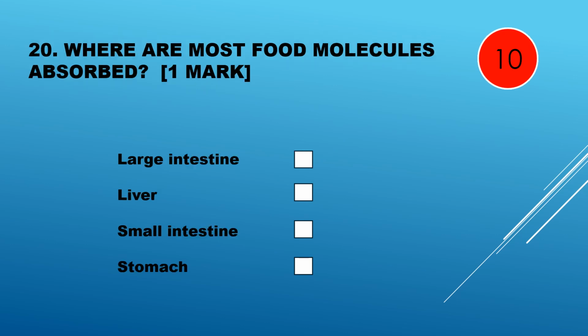Question 20. Where are most food molecules absorbed? Large intestine, liver, small intestine, or stomach? Most food molecules are absorbed in the small intestine.